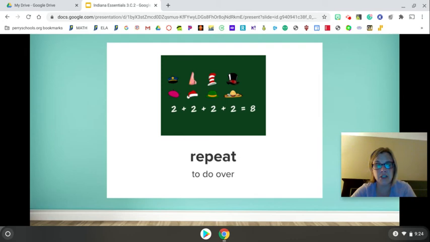So you're going to watch a Brain Pop video here in a little bit, and Moby is pulling out groups of hats. And so he has 4 groups of hats with 2 in each group. So we're repeating it. We're doing it over. We're repeating that 2 over and over. So 2 plus 2 plus 2 plus 2 equals 8. Or the multiplication problem would be 2 times 4 because it is repeating the 2 4 times.